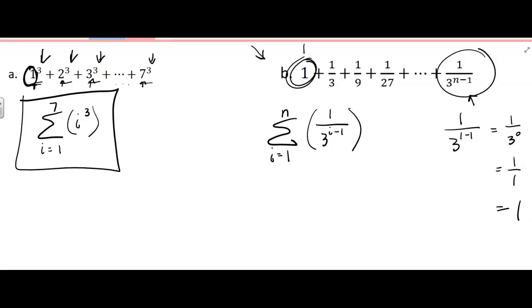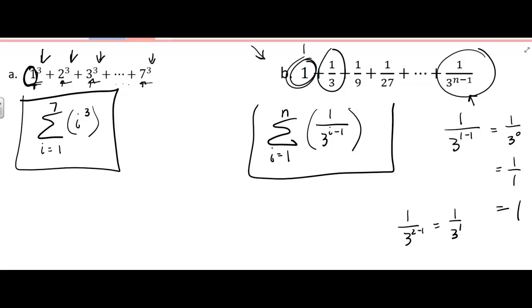So I'm starting at 1, and you could check the next term. What's 1 over 3 to the 2 minus 1? Well, that's 1 over 3 to the first. Yeah, that's 1/3. And you can check the other terms if you want, but that's enough. Okay, there you go. So that's how we're writing the summation notation. I seem to put the lower bar, but not the upper one.